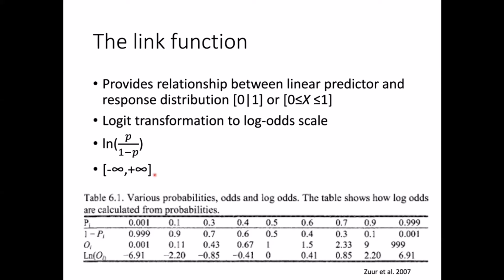So as you can see with this table, I took this table from Analysis of Ecological Data by Zuur et al. in 2007. And here on the top row, you can see any number of probabilities and then their conversion to the log odds. So you can see now your response variable can take on values from negative to positive.